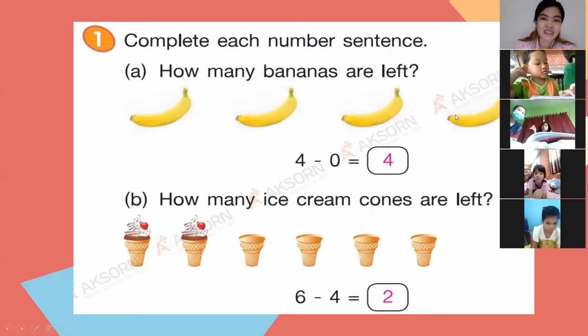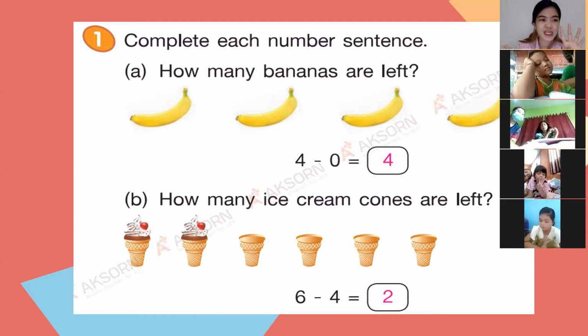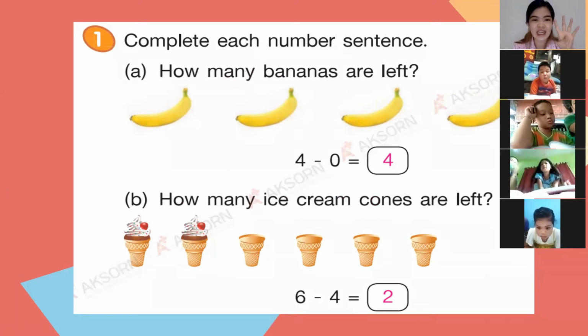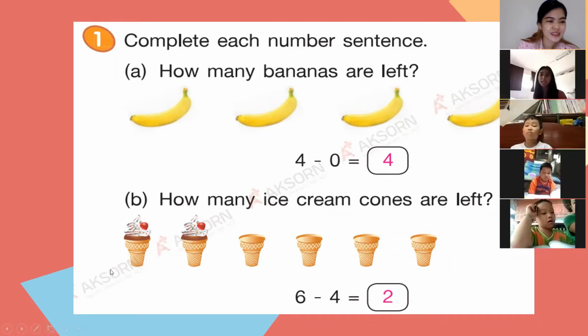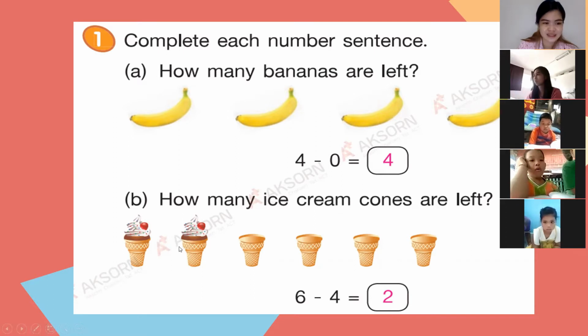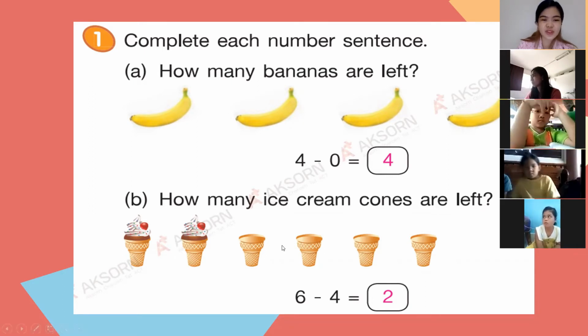Here, how many bananas are left? If you minus 0, how many bananas are left? 4. Because if you minus 0 from the number, it should be itself. Very good. 4. So how about this one? How many ice cream cones are left? How many? Letter B, how many ice cream cones? 2. So how many ice cream cones? 2. Good job.